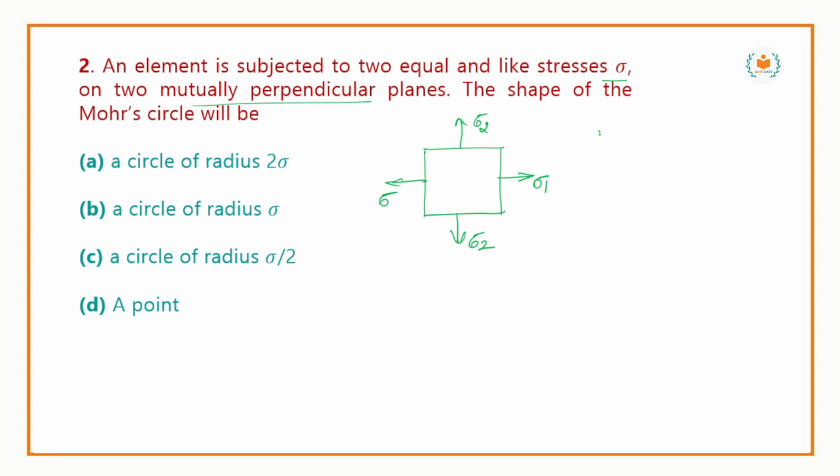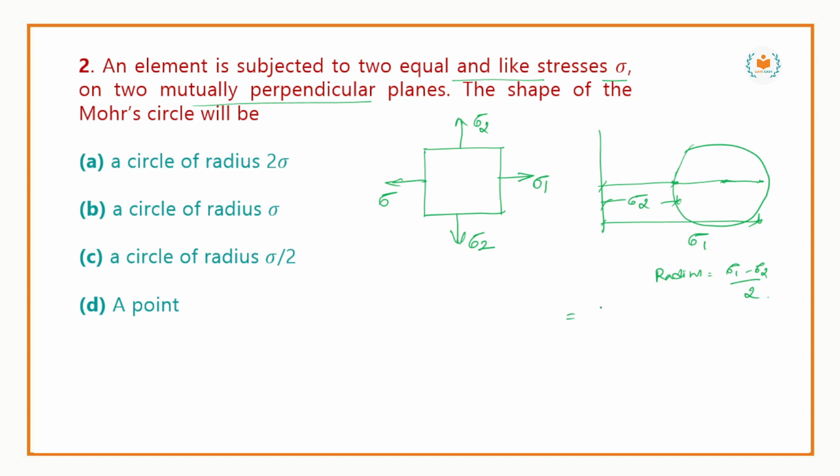When we construct this Mohr circle, we take the value of sigma 1 here, and this distance we take as sigma 2, the difference of the two. Using the difference of the two, we construct a Mohr circle here. The radius of this Mohr circle is sigma 1 minus sigma 2 divided by 2. In this case, they have given two equal and like stresses. So what will happen? Sigma 1 minus sigma 1 divided by 2, so the answer will be 0.